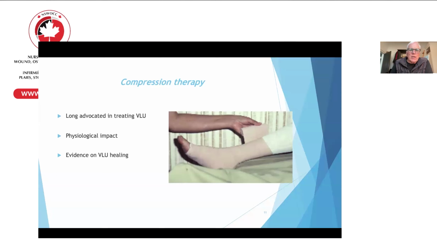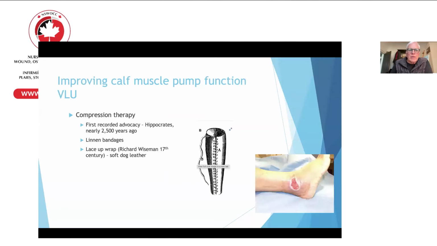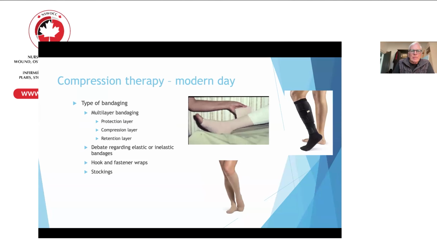And what I'll just touch on briefly is the physiological impact and also its evidence for it improving venous ulcer healing. As I said, this is not a new concept. Hippocrates had this concept over 2,000 years ago. Since that time, people have used various types of linen, cloth bandages, and even in the 17th century, Richard Wiseman developed a sort of a lace-up wrap, which was made of soft leather, which, as it turns out, was dog leather at that time.